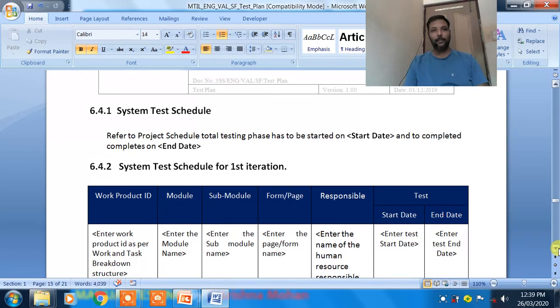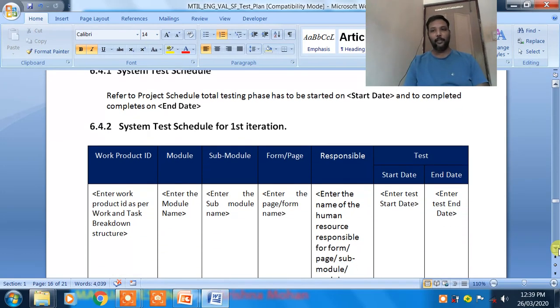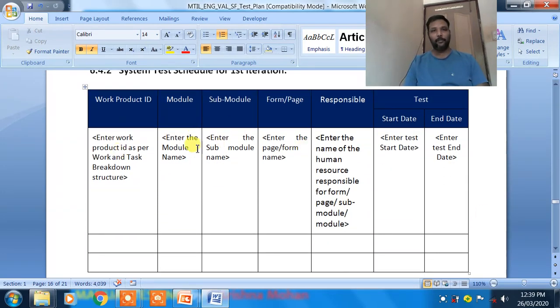This is the system test schedule, which the test engineers will handle. Actually, as a test engineer, this is what we have to bother about. Okay, so here is the work product document ID, the module, the sub module, the page, and the person. Here we have to write the name of the test engineer who is going to test that page, and the starting date and ending date.